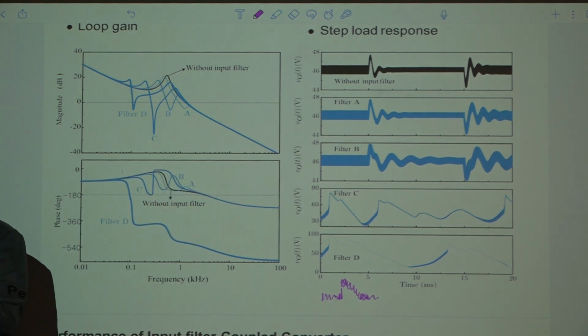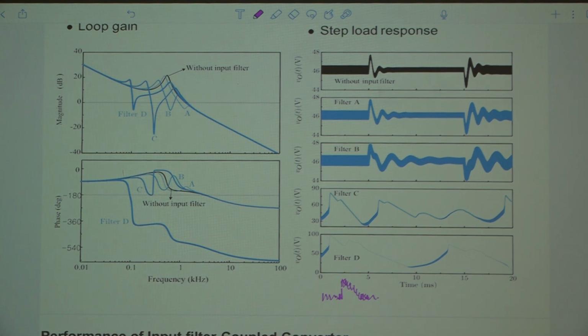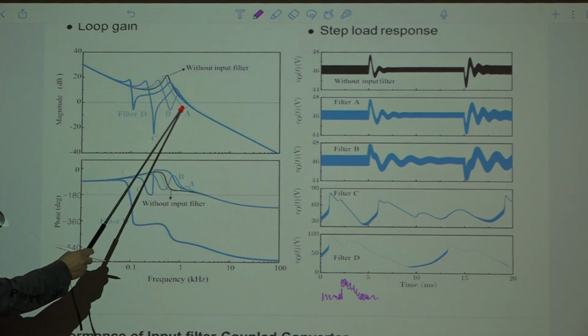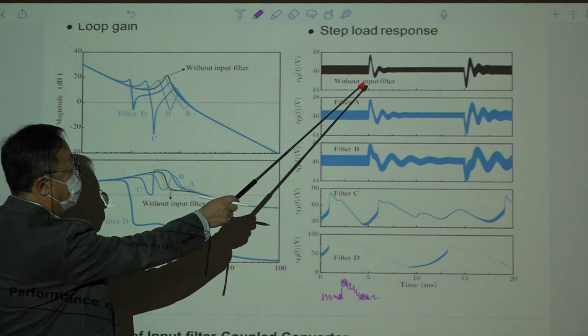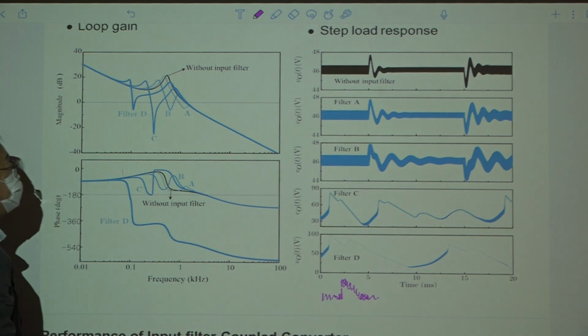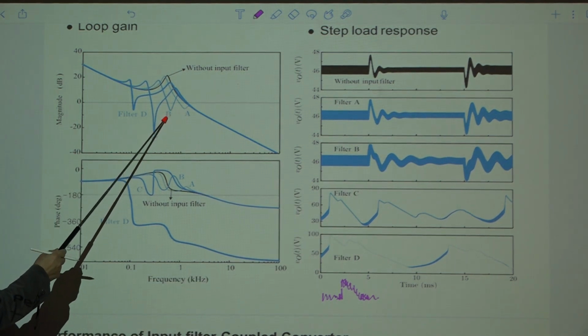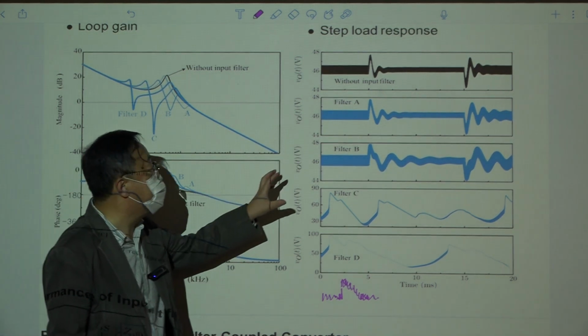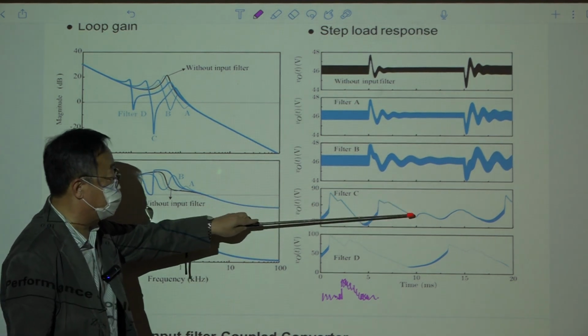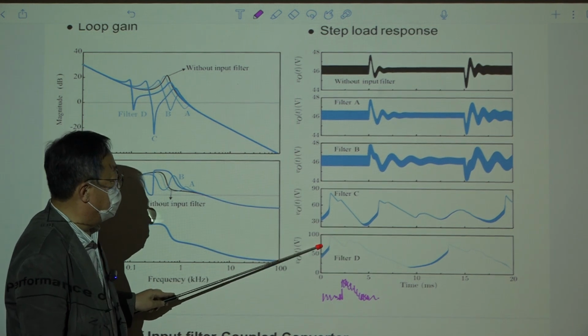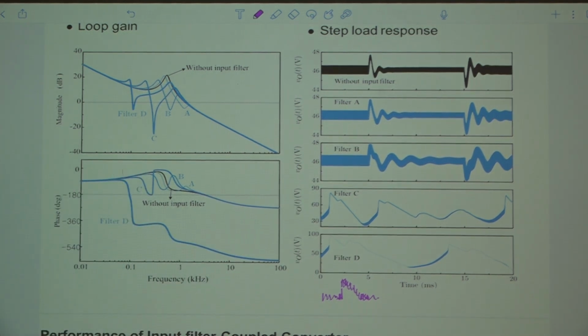Because we used voltage mode control for the boost converter. So that is something forbidden, right? Because of that, the phase margin of this converter is very small, less than 20 degrees or something like that. So it has some oscillatory behavior from the beginning. And if you add filter A, B, this oscillation intensifies like this. And with filter C the system becomes totally unstable. And with D, it becomes more unstable.